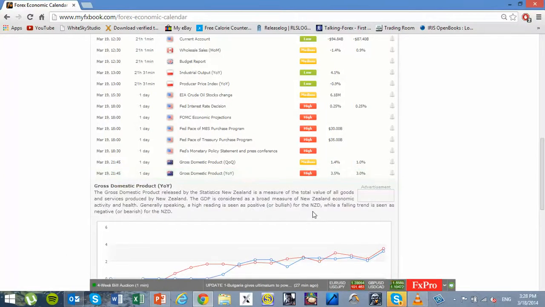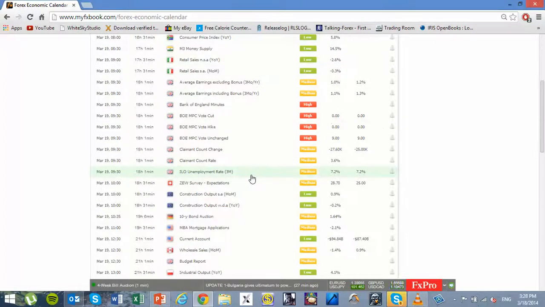We know that a falling trend is seen as negative. So we're looking at a potential falling trend. So I know that if this happens, I'm going to be looking to trade against the New Zealand dollar. And it's as simple as that. This is how I scope the market, looking for fundamental opportunities.